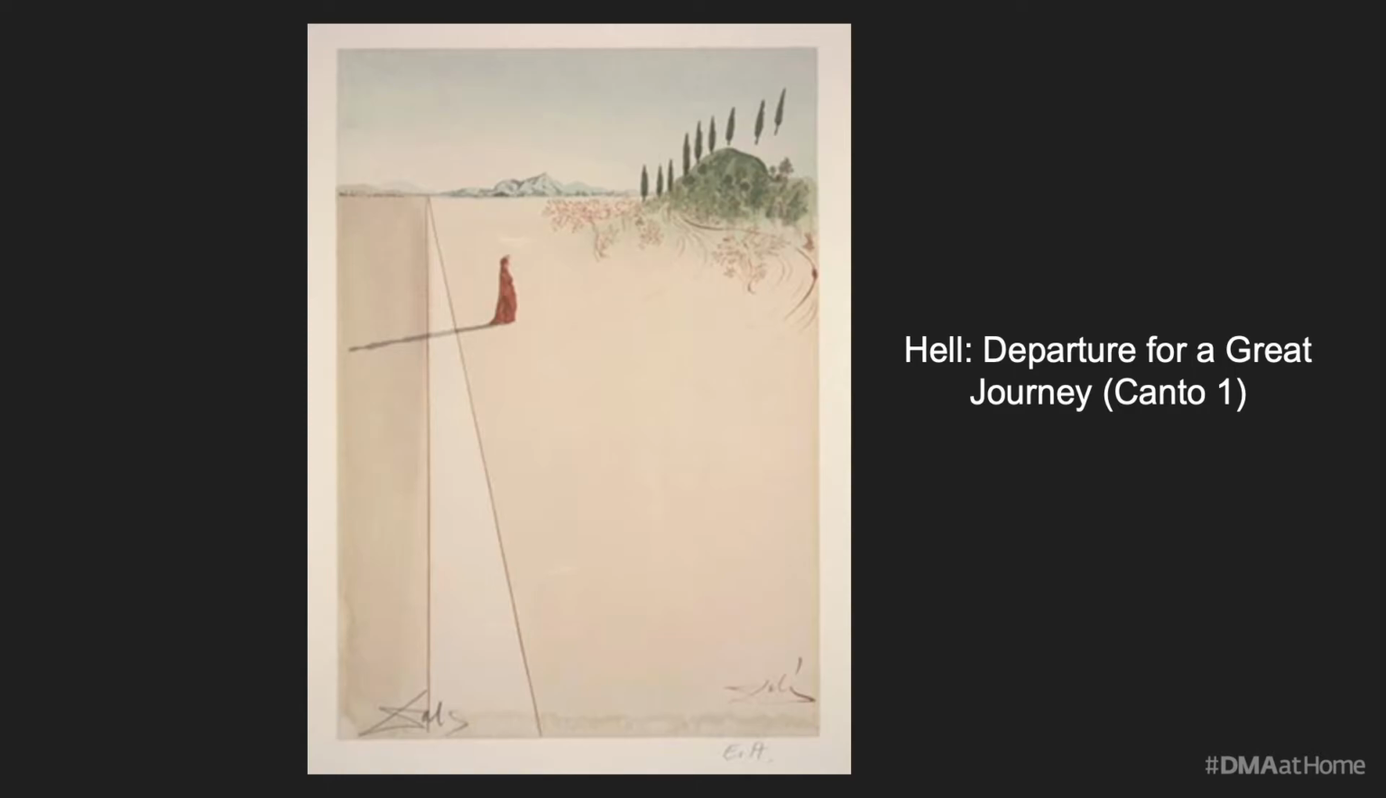The exhibition, Dali's Divine Comedy, begins with Dali's depictions of hell. Here on the screen is the first print that starts the show. The Departure for a Great Journey illustrates the first canto of the Divine Comedy. In this section, Dante describes how he is lost in a dark forest and is confronted by several wild beasts.